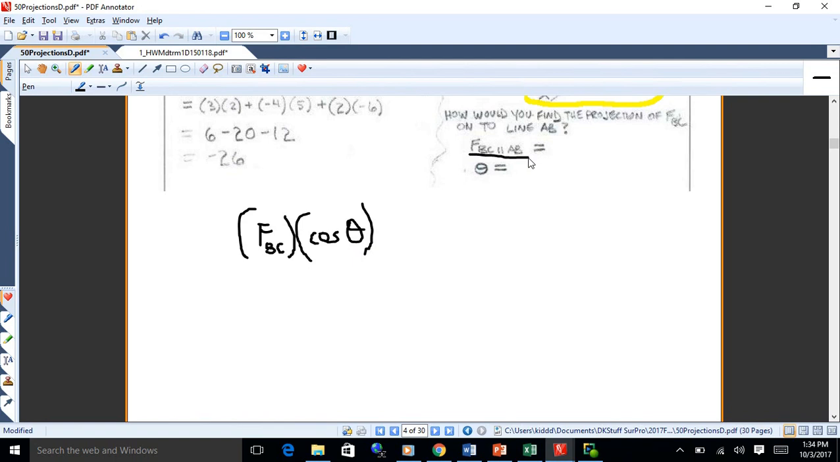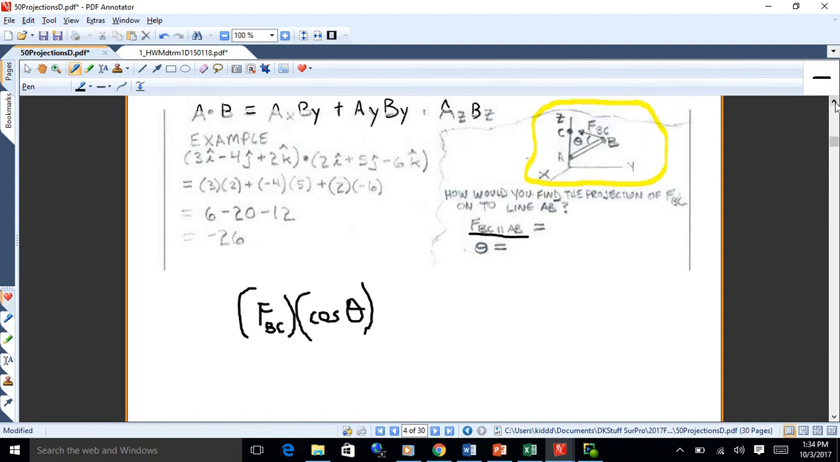So we can't just dot FBC and then the full line BA. We can't do that. We've got to work with them a little bit more than that. But let's see how we can take a dot product and the information we've got that I've circled up there and get it to this, because that's what that projection would be: FBC times the cosine of the angle between. So let's have a look.